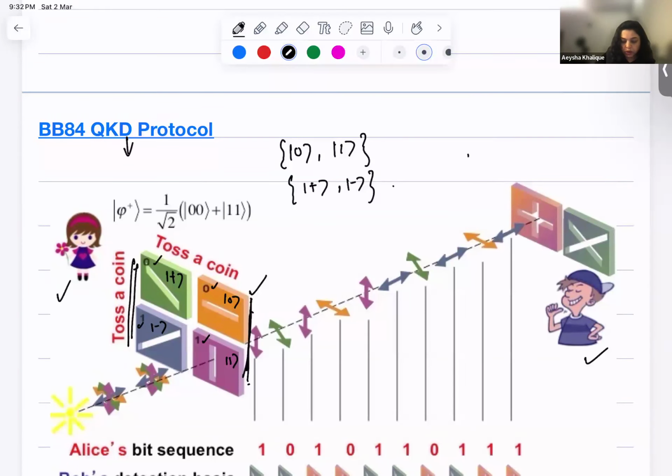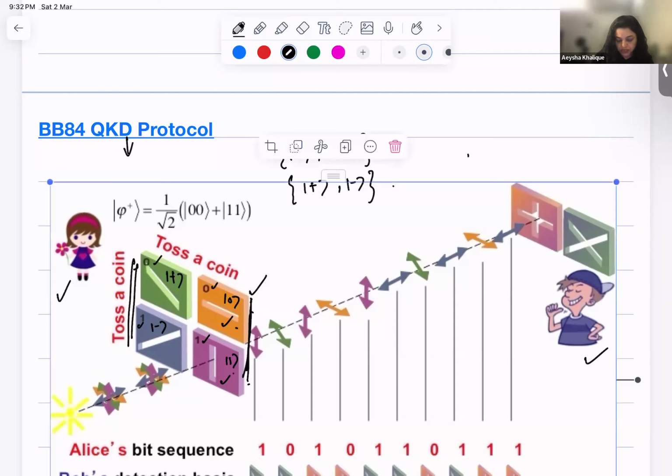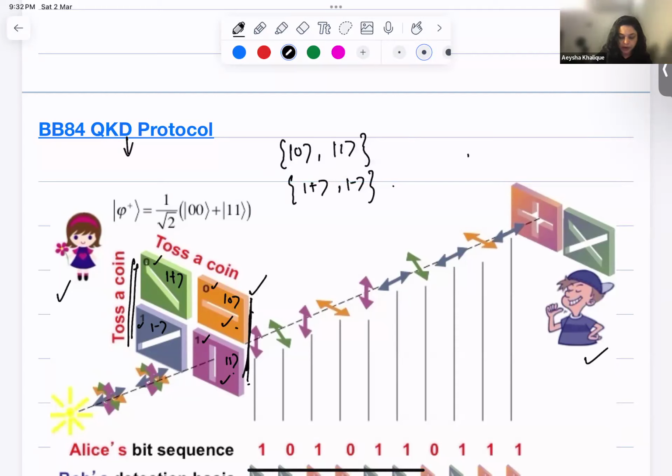And then we toss a coin again to choose whether we want to prepare our qubit in this state or in this state. This is all done at the sender's end, so Alice is doing all this. She first tosses a coin to decide which bases to use. Once the bases are chosen, she tosses the coin again to choose which one of the two states she wants to send. When the coin is tossed and she gets the state 1, she will prepare the state 1 with this preparation basis. So the bases are chosen, and the state is this 1 state.